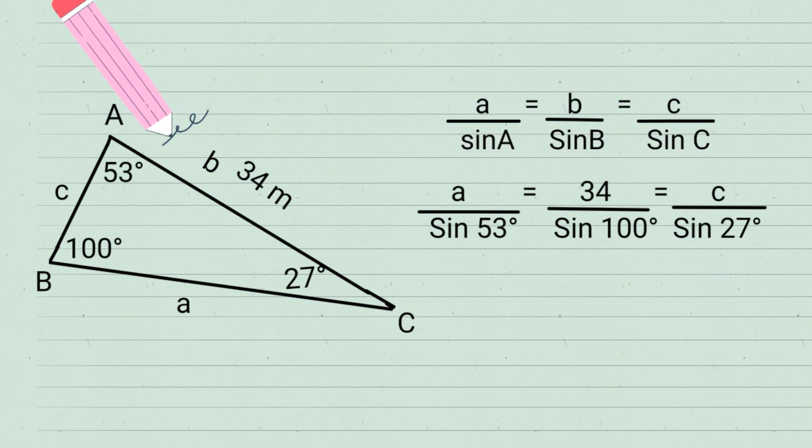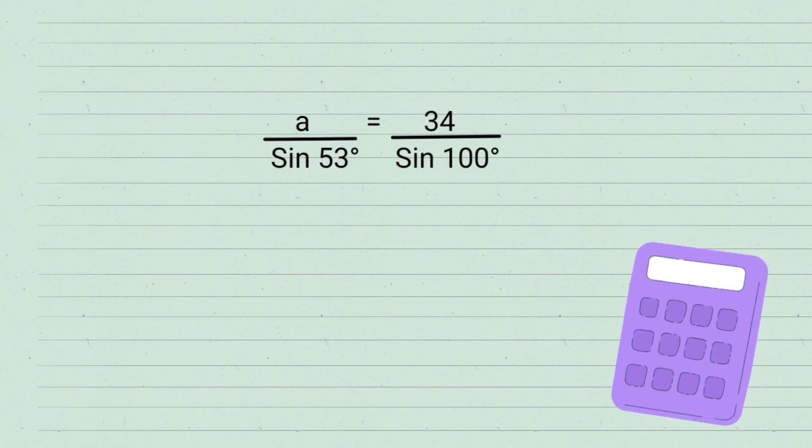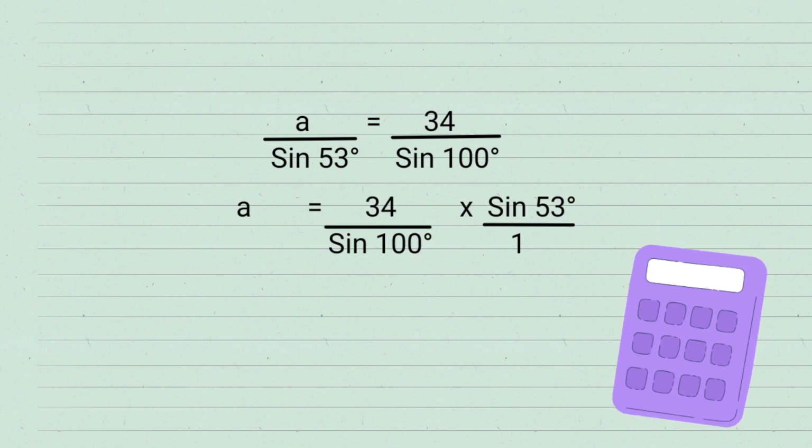Now let's use the sine rule. We substitute all the sides and angles that we know. And now we need to find a. So we don't need to use the whole equation to find a. We're just using the part with a and the variables that we know. So we use a over sine 53 is equal to 34 over sine 100.